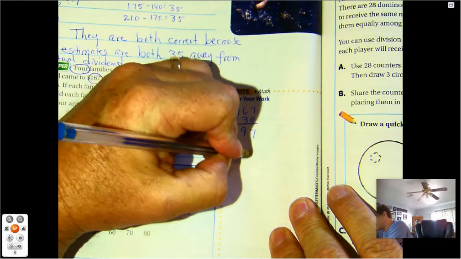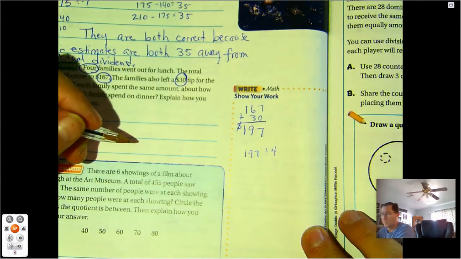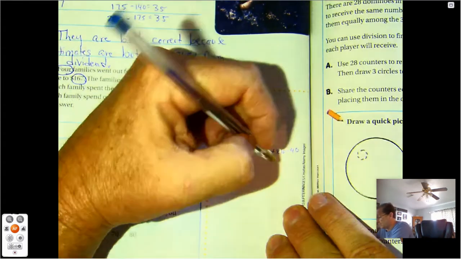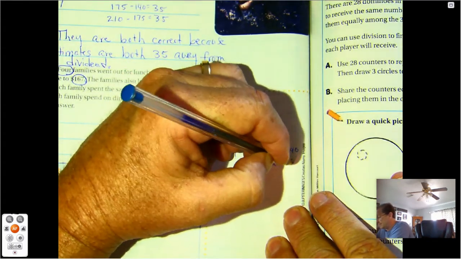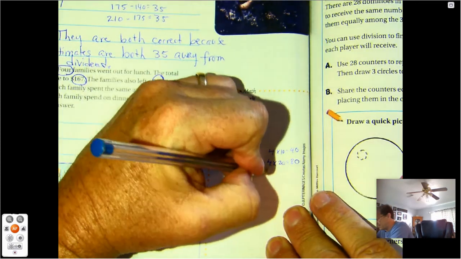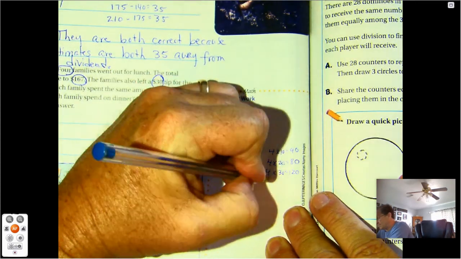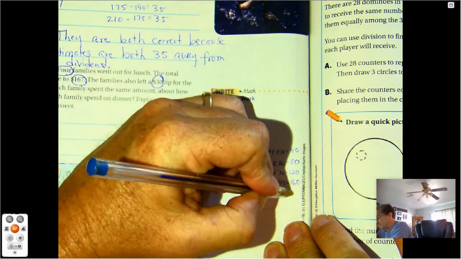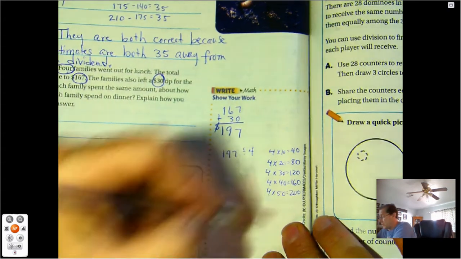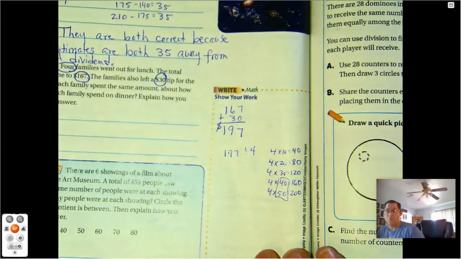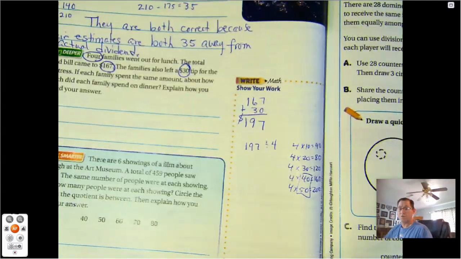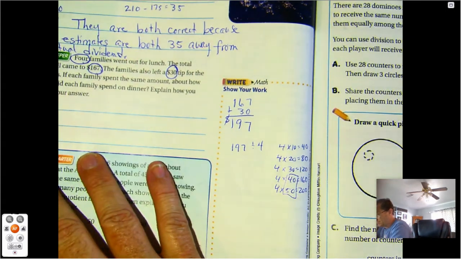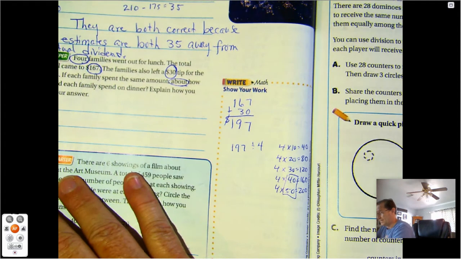Well, 4 times 10 is 40. That's pretty far away from 197. So I'm going to do multiples of 10s. So 4 times 20 is 80. 4 times 30 is 120. 4 times 40 is 160. 4 times 50 is 200. Okay, so we know that each family spent between $40 and $50. Which one is closest to 197? The 50 is. So about, because it says about how much money did they spend, I'm going to say about $50 per family.